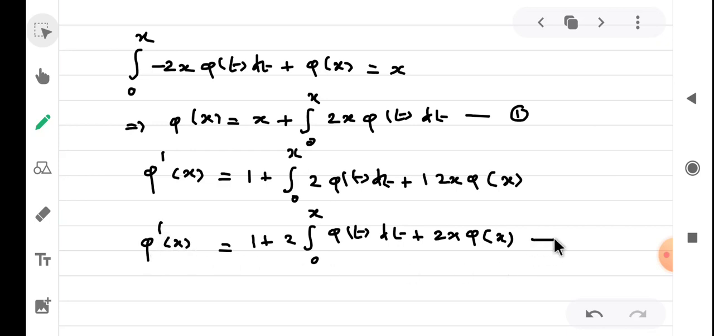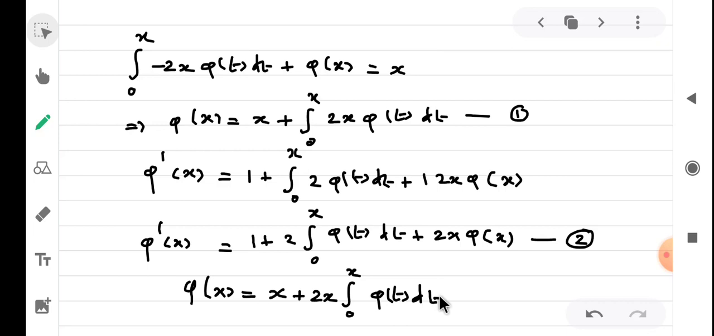Okay, call this equation number 2. Now look at equation number 1. From equation number 1 I can write phi of x is equal to x. Okay, so this is integration with respect to t, so this 2x may be treated as constant, so I can pull out the 2x from the integral into integral 0 to x phi of t into dt.